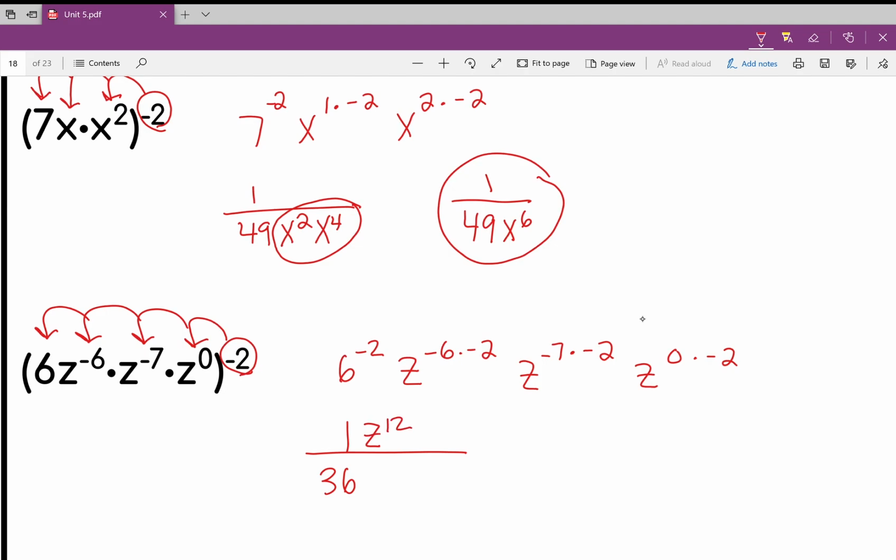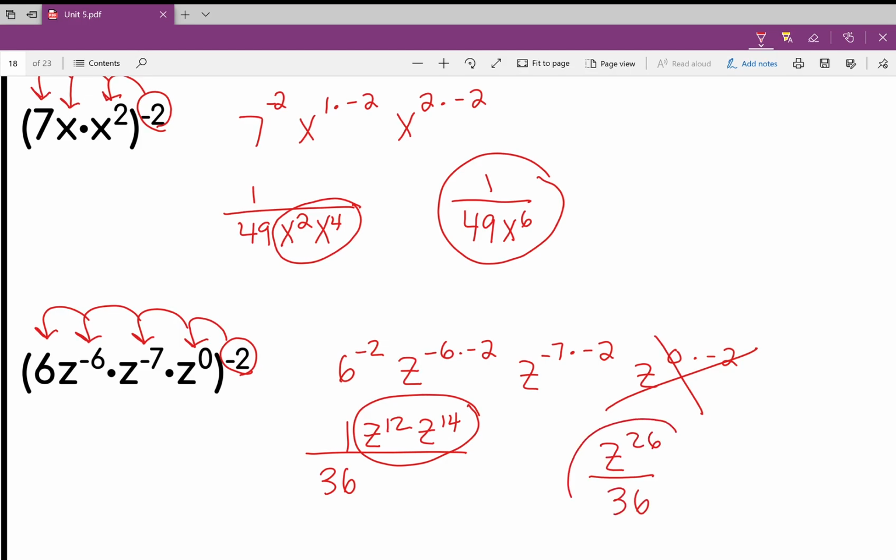Then I have z to the negative 7 times negative 2. That's z to the positive 14. Since it's positive, it goes on the top. And z to the 0 times negative 2 turns into z to the 0. And remember, anything raised to the 0 power is 1, so this is just going to cancel away. So now I'm looking for common bases, which are these z's. So I'm going to add them together. So I have z to the 26 power over 36. That's my answer.